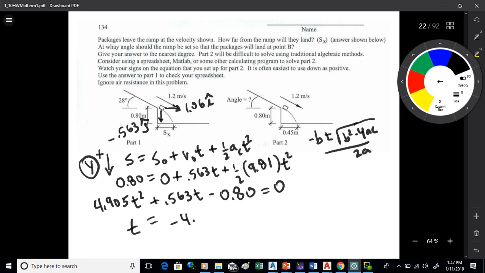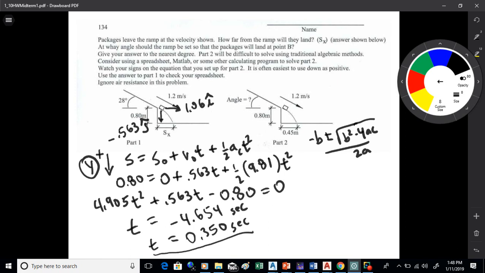Negative 4.654, and we're also going to get a positive t, which is 0.3504. Okay, so I think we want the positive value there. So what I just found out was that if I take that block and slide it down the ramp at 1.2 meters per second, and it's a 28-degree ramp, the time for it to hit is going to be 0.35 seconds.